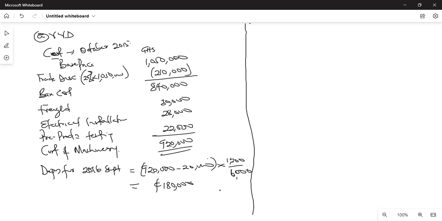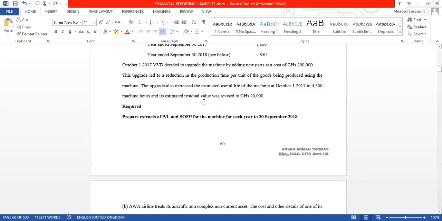In 2017, we need to now look at the timing of the upgrade, as in when it was done in 2017. So let's go back and find out when the upgrade was actually conducted. Okay, so we've done the depreciation for 2015 to 2016. The upgrade was done on 1st October 2017. What does this tell us?